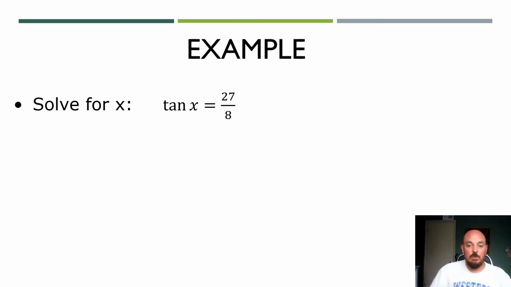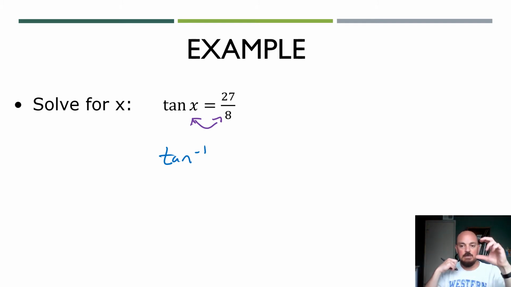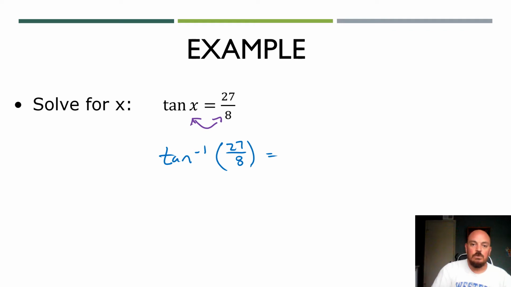And the way we do that, remember what I showed you on the last slide? We're going to switch these two numbers, the x and the fraction. And by doing that, instead of a tangent, I now have an inverse tangent. So I turn my regular tangent into an inverse tangent, and then I switch the two numbers. So I have inverse tangent of 27 over 8 equals x. And see, now this is what I want to type into a calculator. I want to type inverse tangent of 27 over 8.